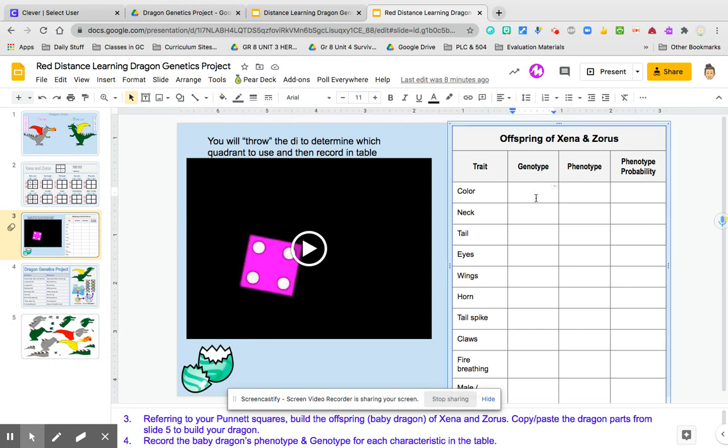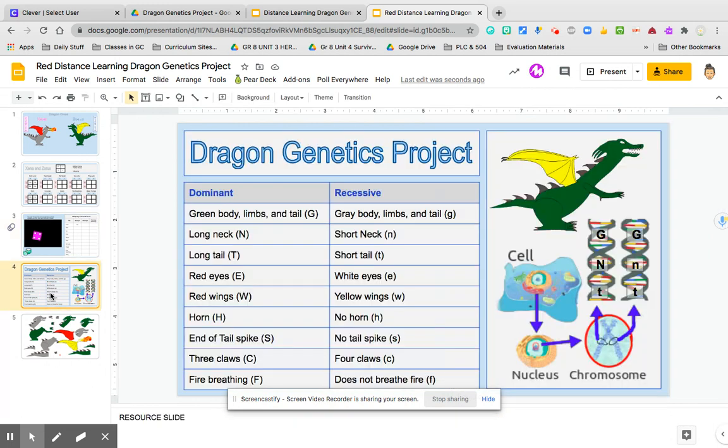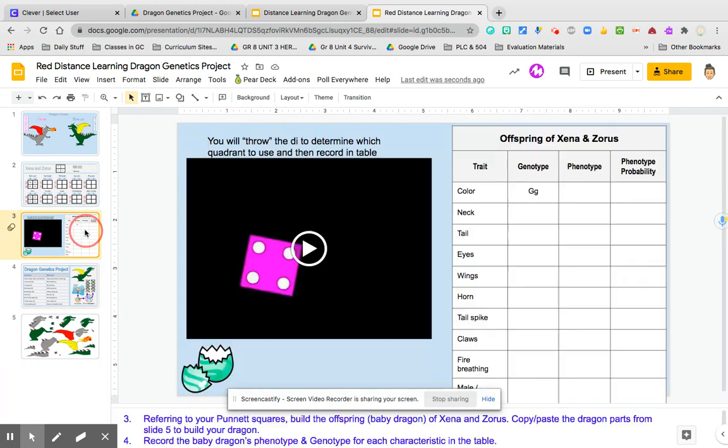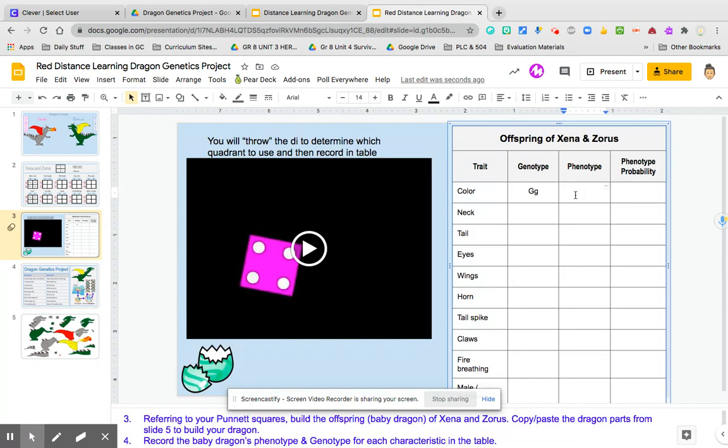So your baby can only get that. They're going to get a dominant allele and a recessive allele, which makes them heterozygous. What's the phenotype going to look like? Capital G is dominant. If you don't remember, you're going to go back to slide 4 and see that a capital G is a green body. So the phenotype is green. Remember, the genotype is the letters, the phenotype is the color.